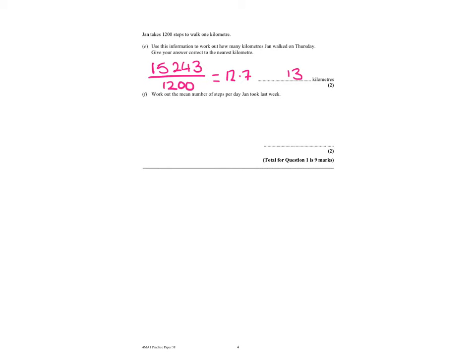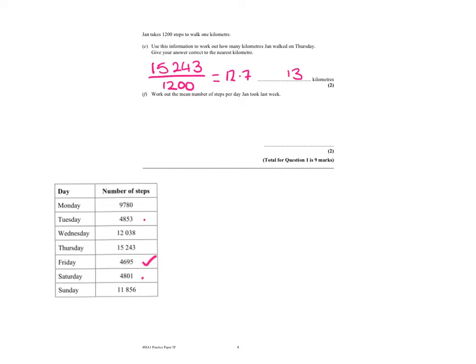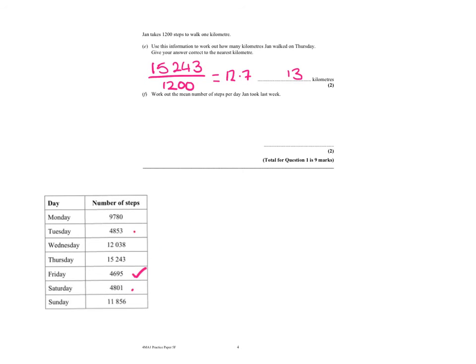Work out the mean number of steps per day Jan took last week. So we need to add up all of her steps and divide them by how many days she did this for. So over the period of 7 days, we've got to add them up and divide it by 7. I've just taken this from the next page so that we can see. So if we add them all up, find the total, and then divide it by 7 because there's a total of 7 days.